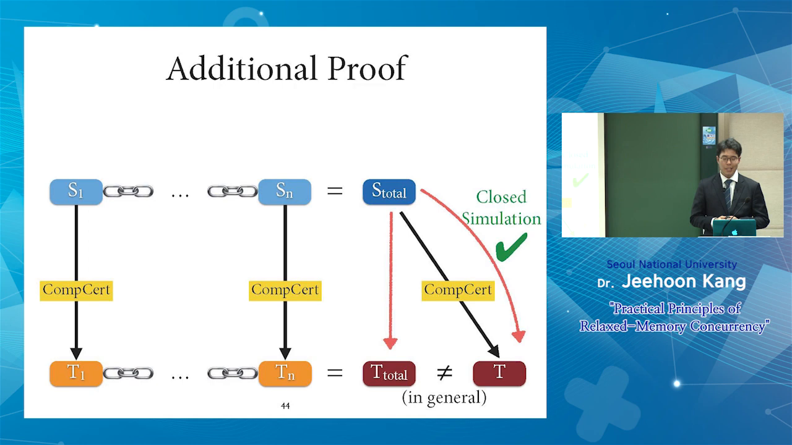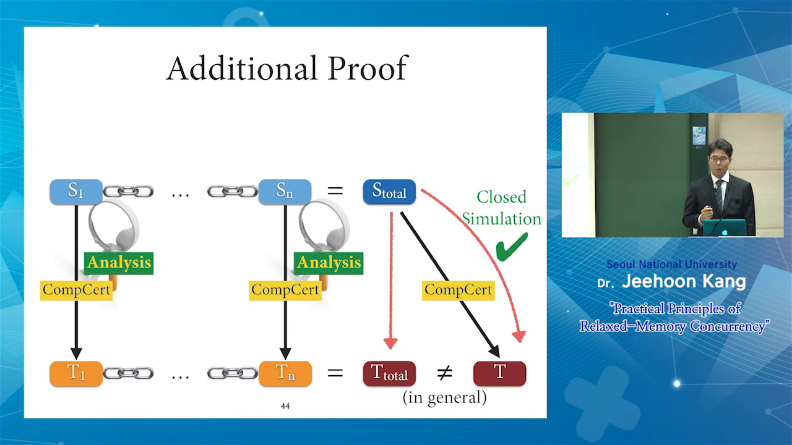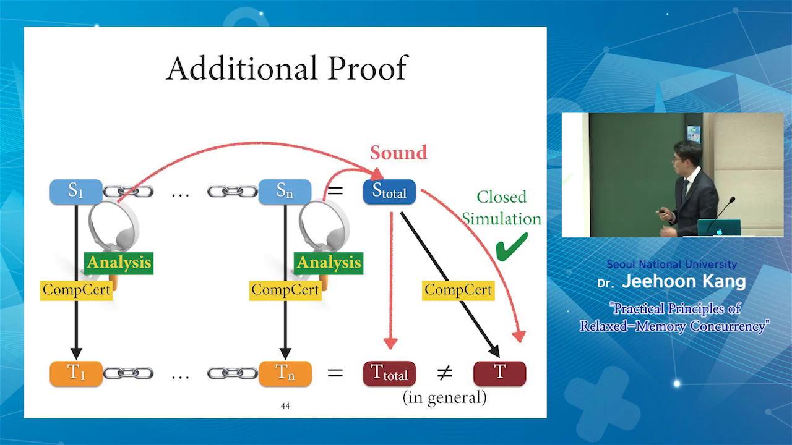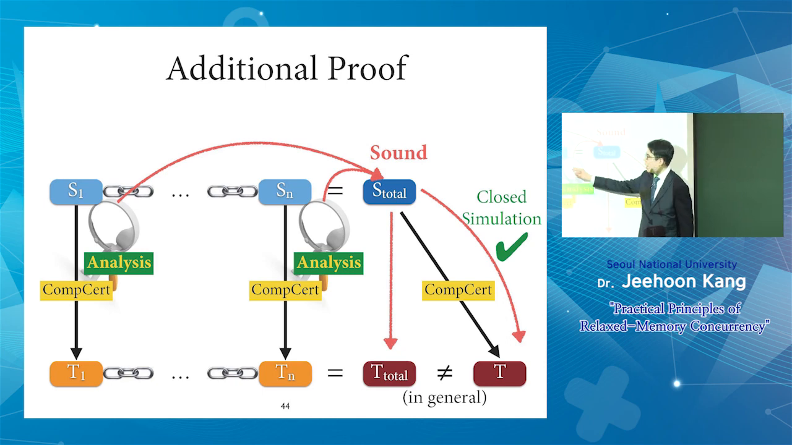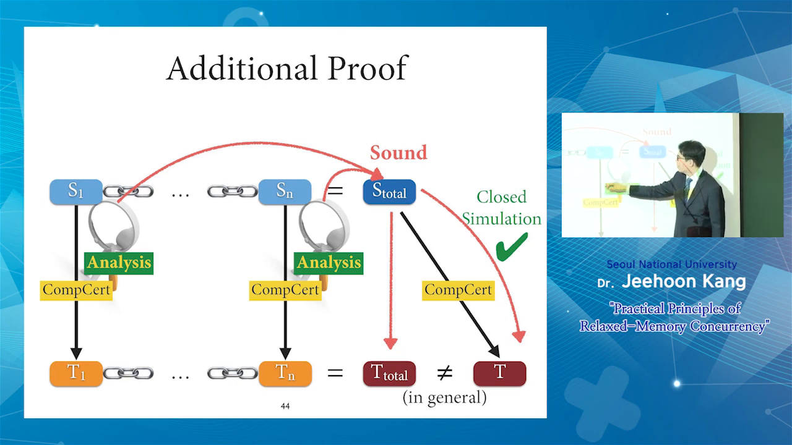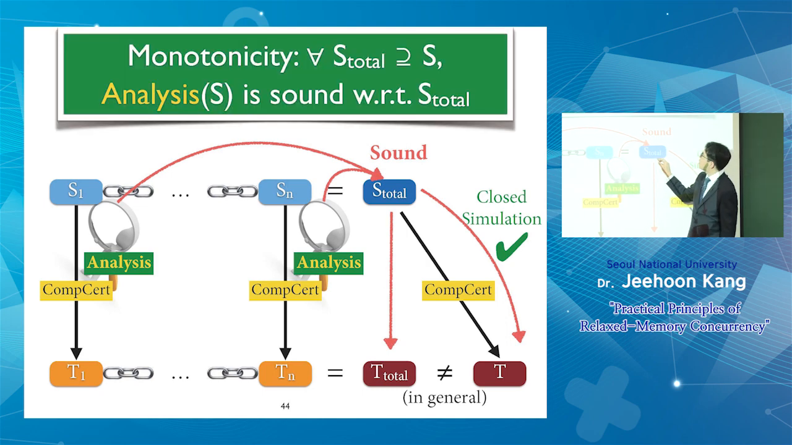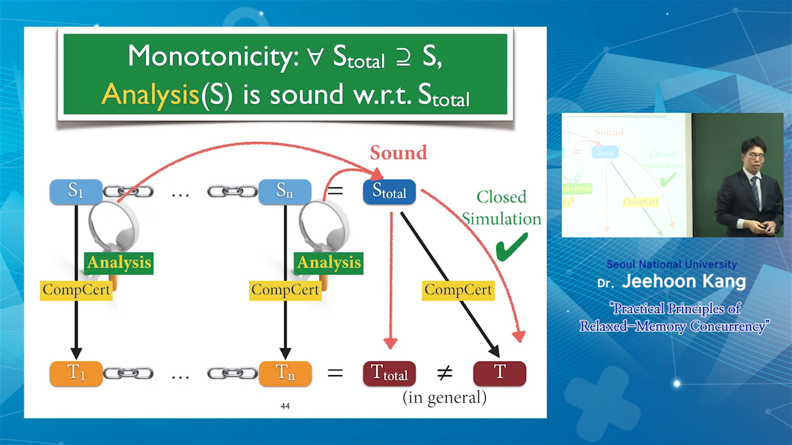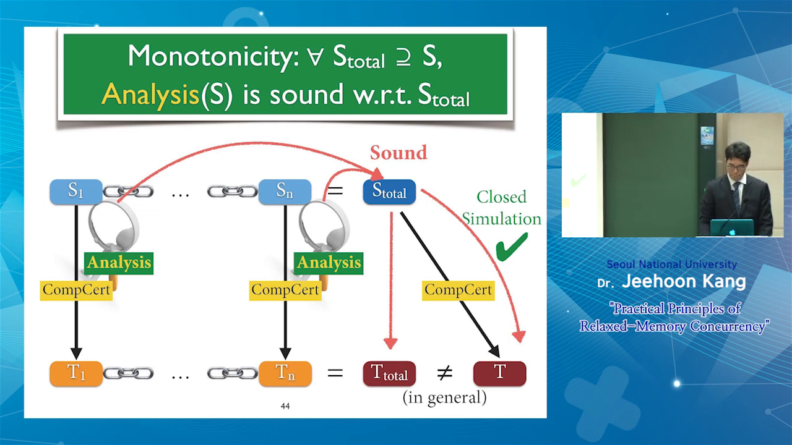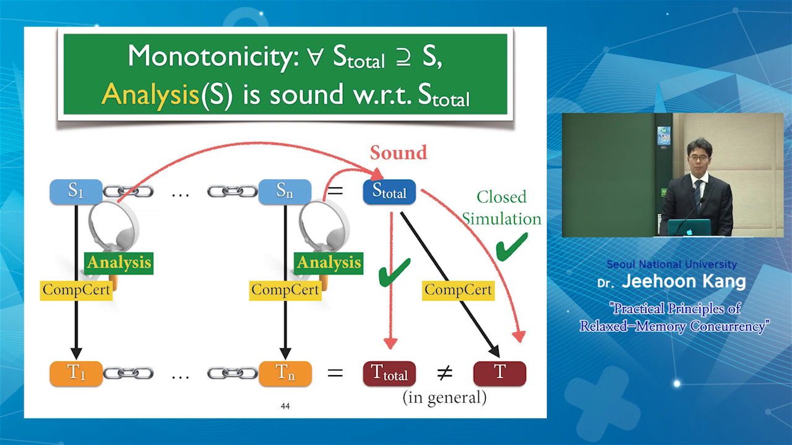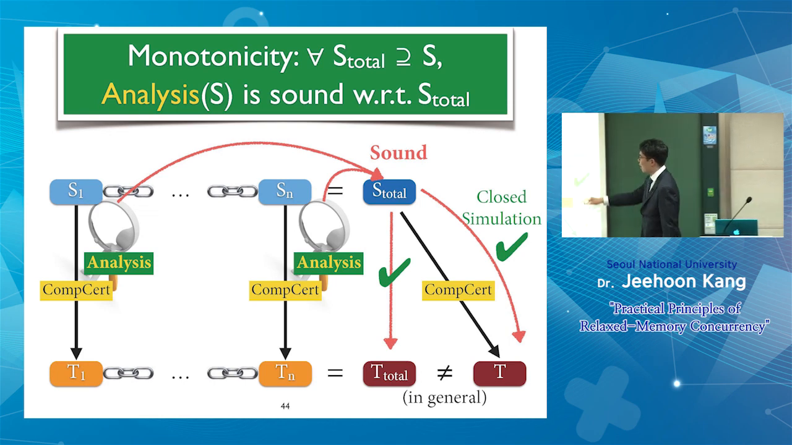It's actually very interesting. It's about the global static analysis done by the CompCert compiler. What we have to verify additionally is that even if the analysis is done for a partial program, this analysis result should be sound with respect to the total program. In other words, for all total programs containing the module S, the analysis result for S should be sound with respect to the total program. We call such a property monotonicity. After monotonicity is proved, it is actually very easy to prove the separate compilation correctness.